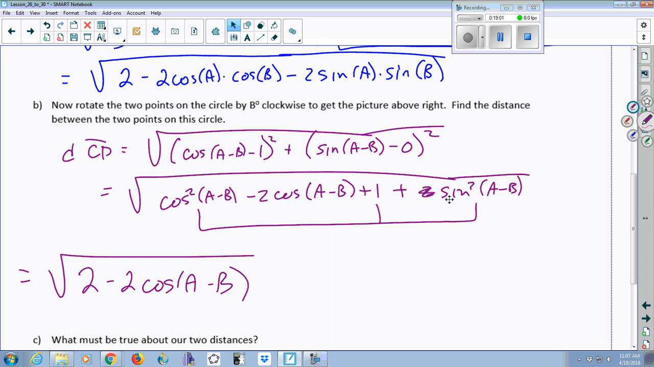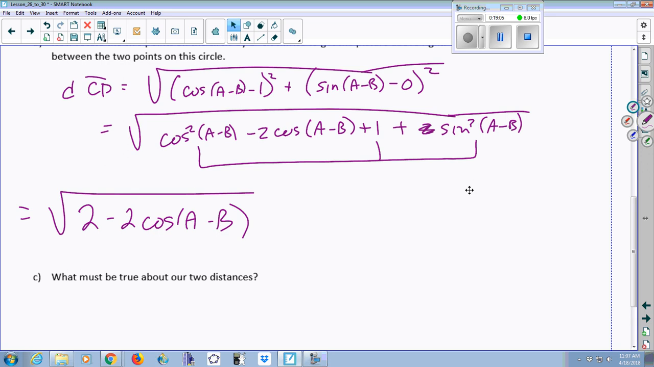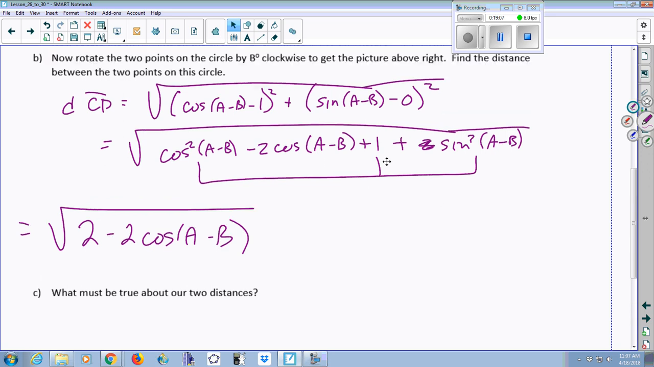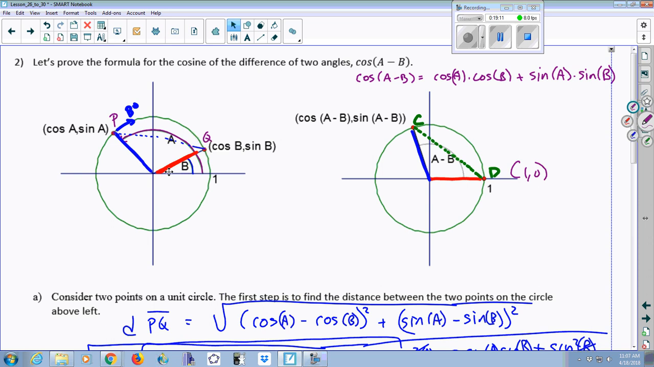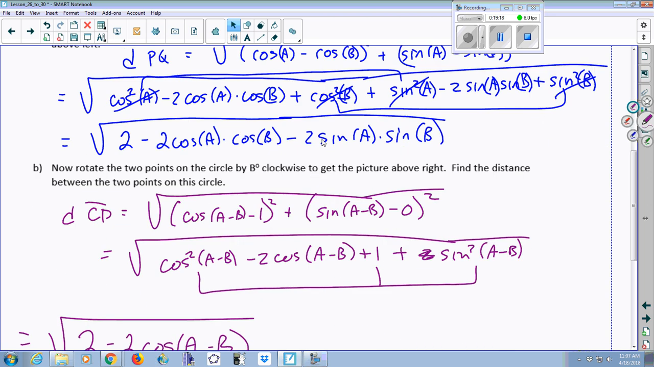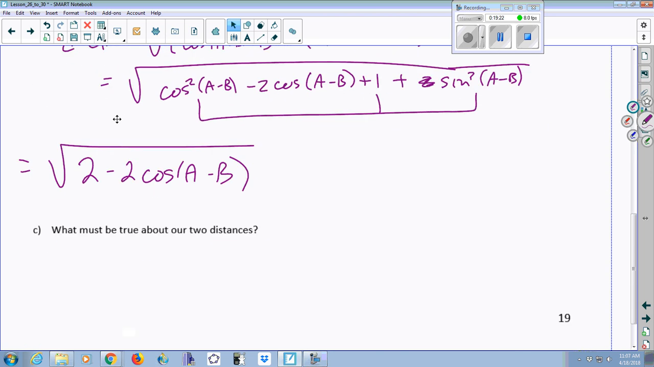All right, so I found the distances of those 2 line segments. Now what must be true about our 2 distances? They're the same, right? These sides haven't changed. The angle has, but they're exactly the same length. Okay. So we say this, the distance from P to Q is equal to the distance from C to D.